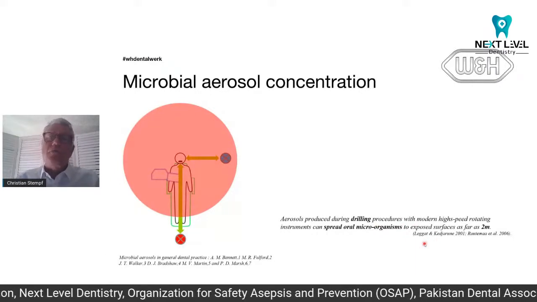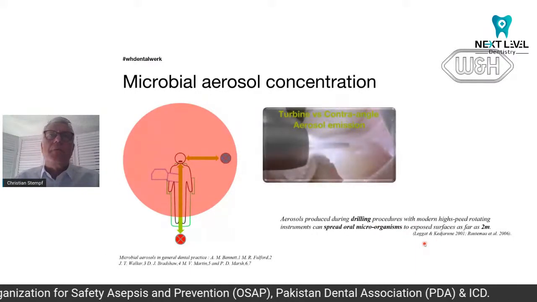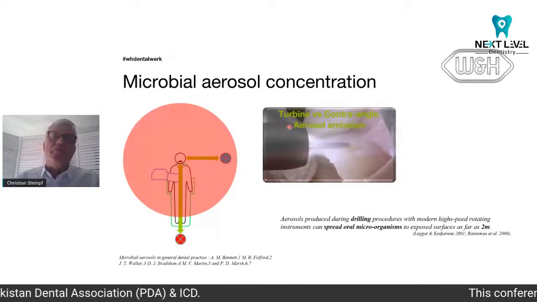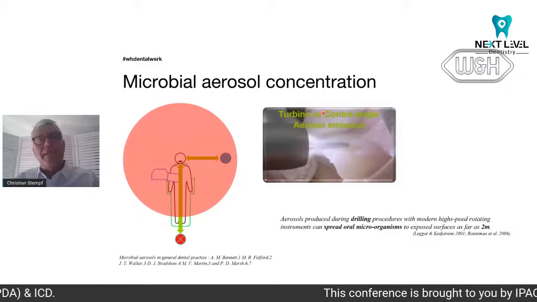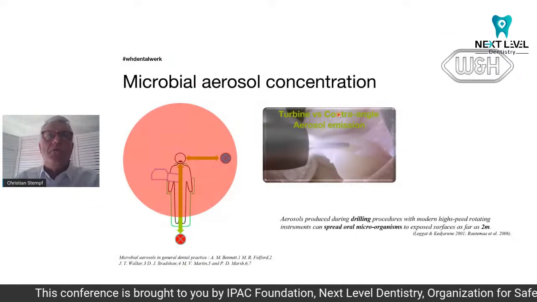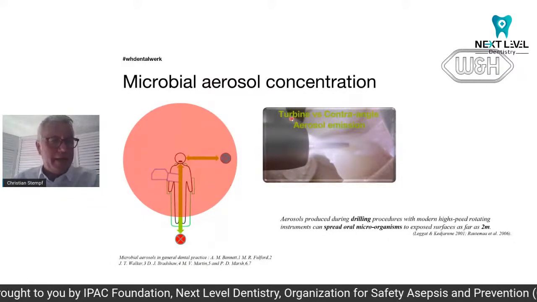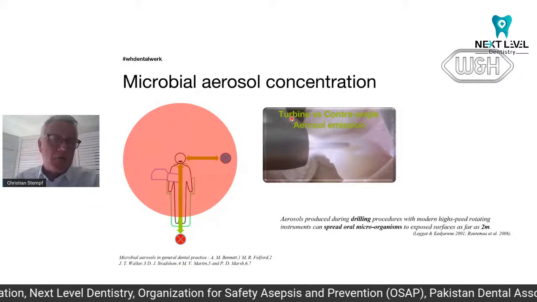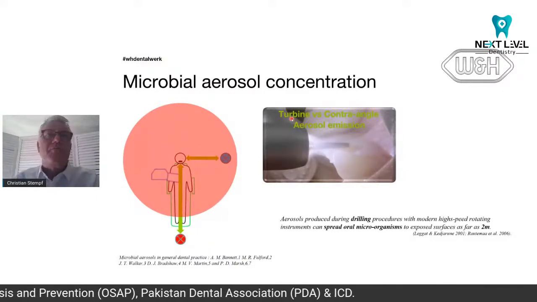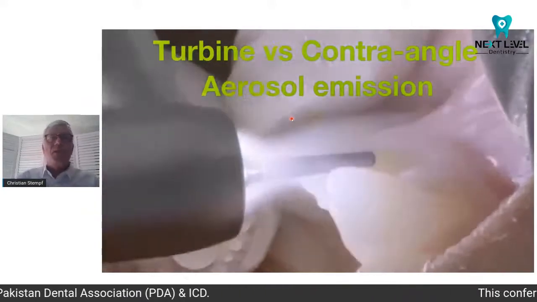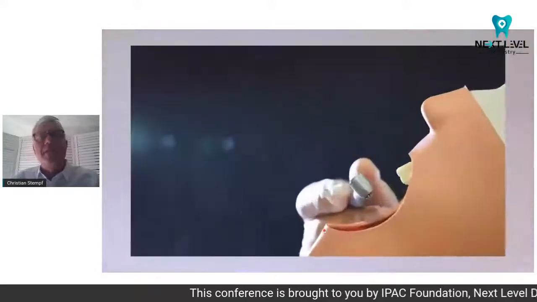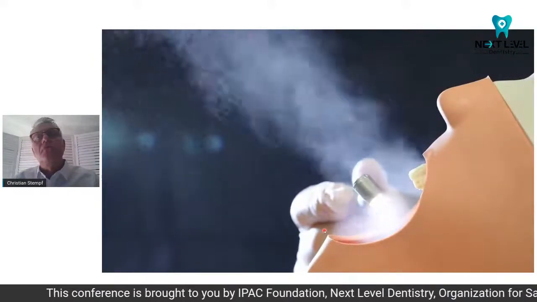Now I want to show you, we have done tests in our company. We have compared how much aerosol is generated by a turbine versus a contra-angle, an angled piece. The turbine is run with compressed air. So when you enter the mouth, you will pressurize the patient's mouth. And of course, everything will be sprayed around. The contra-angle runs with a motor at a lower speed than the turbine.